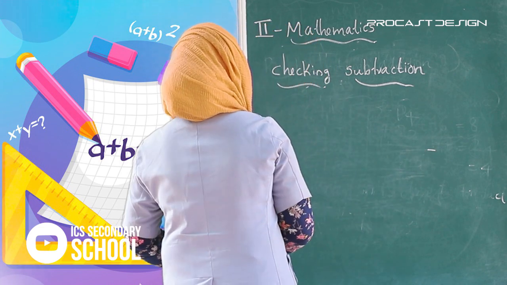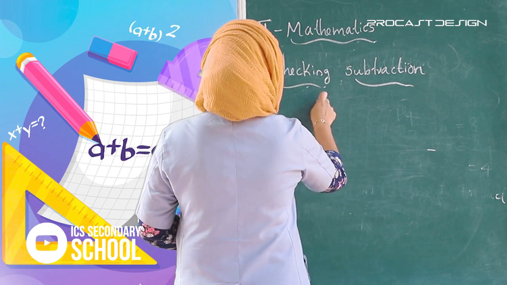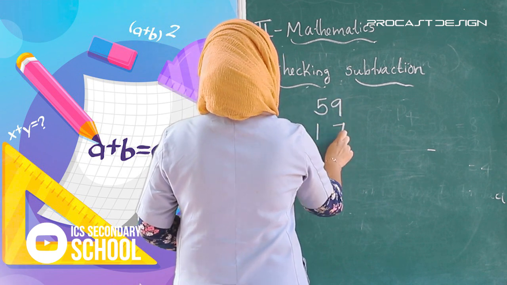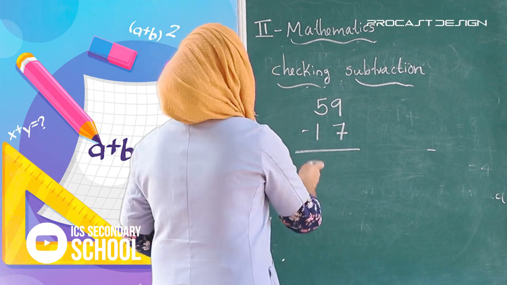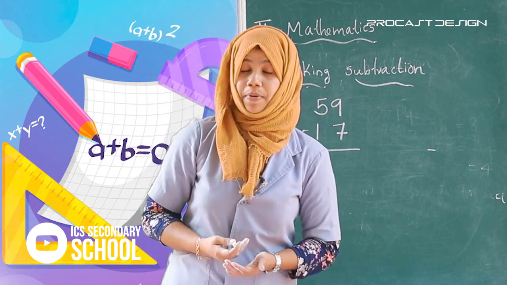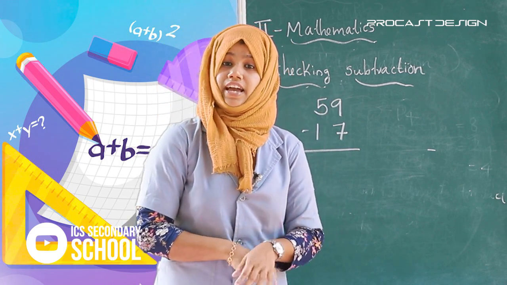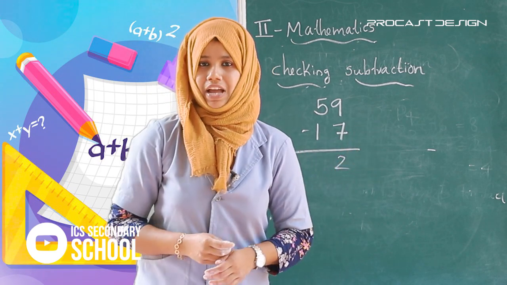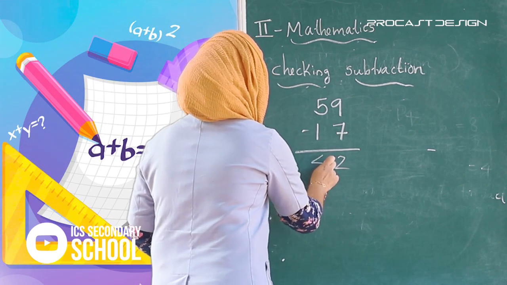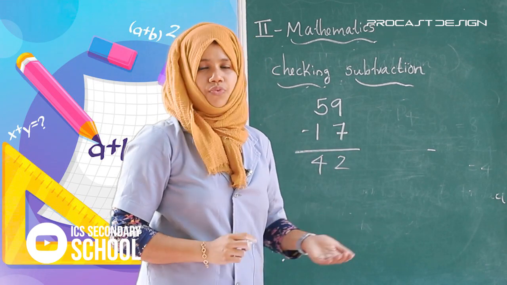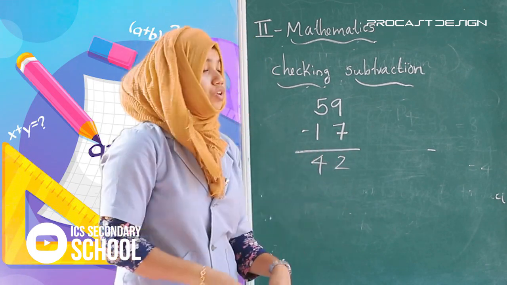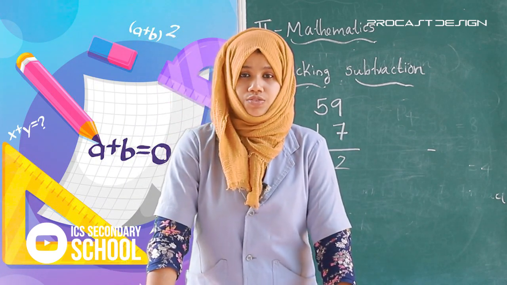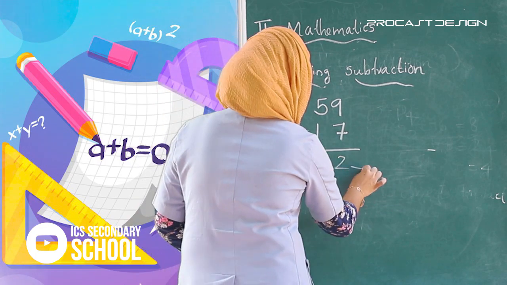Next, we have 59 minus 17. Okay. So, 9 minus 7 is, yes, 2. 5 minus 1 is 4. Okay, we get 42. We have to check whether the 42 is correct or not, whether the subtraction is correct or not. How to solve? Yes.